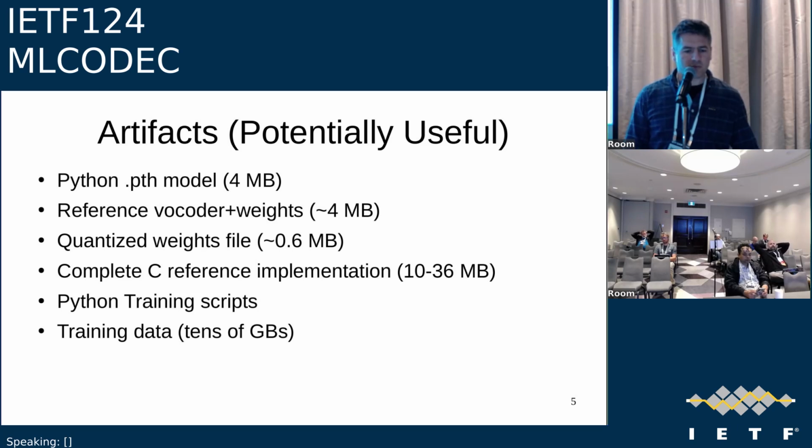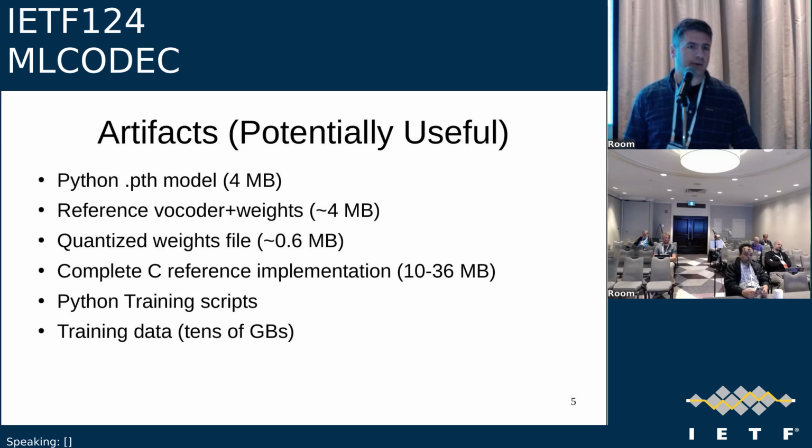We could have the reference code for the vocoder and the weights. That's about 4 megabytes for all the code. There's the quantized weights file that is actually used in the current implementation. They're just derived again from the floating point. The complete C reference implementation would essentially be what you get if you download Opus from the main repo and fetch all the weights. That's about 10 to 36 megabytes, depending on whether you fetch the weights as float or quantized.